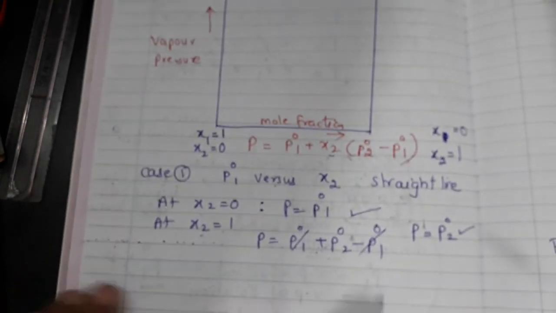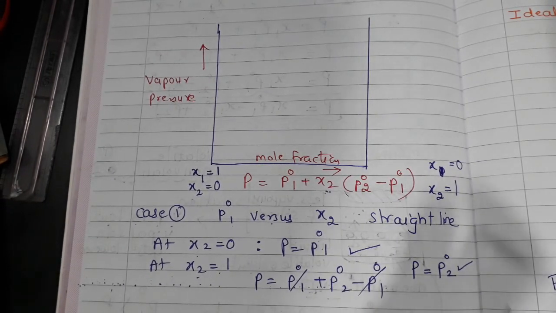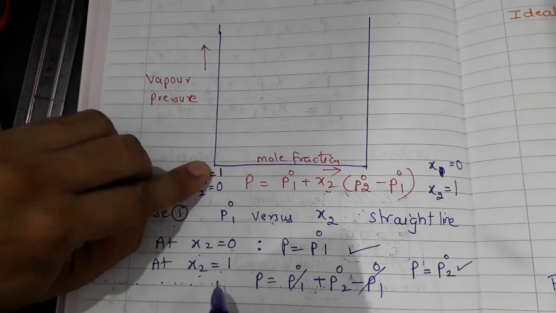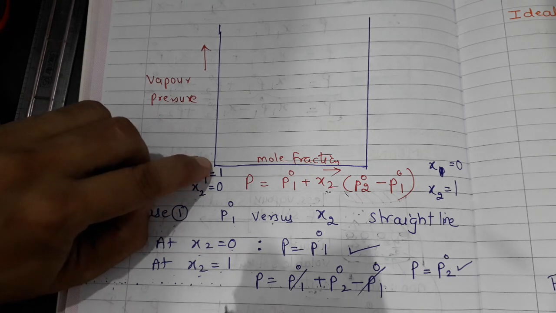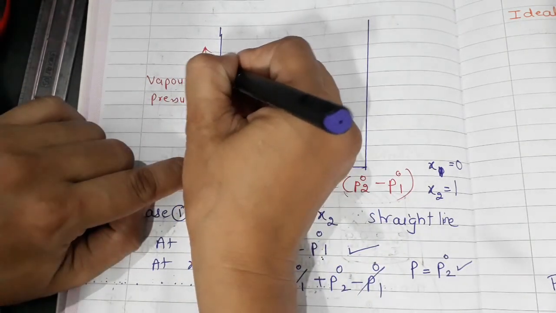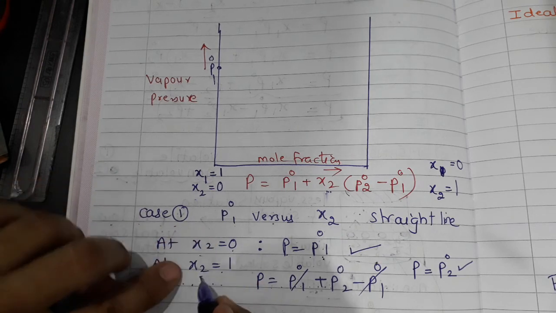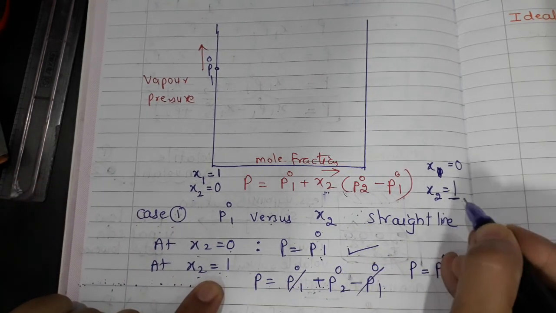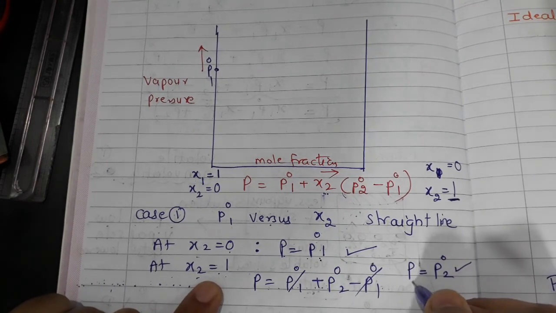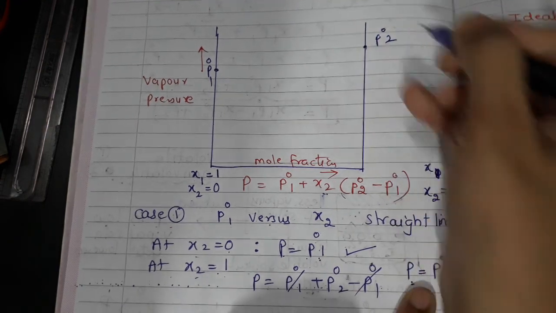Now let us try to draw the curve or the line. What type of line are we getting? See, when x2 is 0, you have to look over here. When x2 is 0, at that time P is equal to P01, so I'll write P01. And when x2 is 1, means you have to come to this side, at that time the pressure is P02. So I'll write here P02.